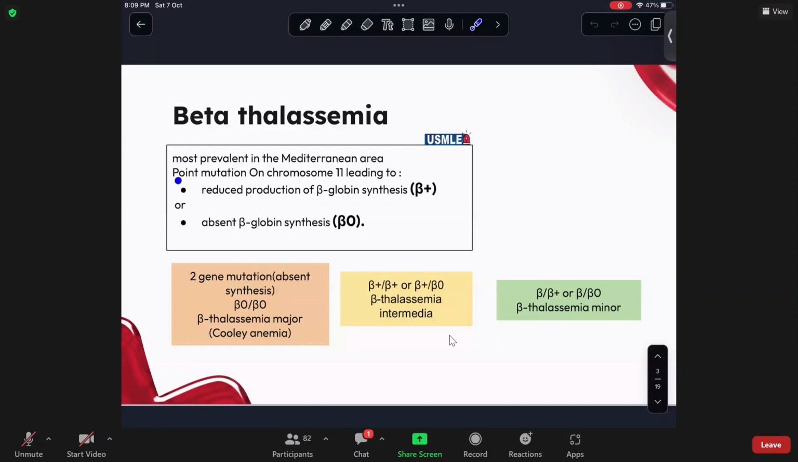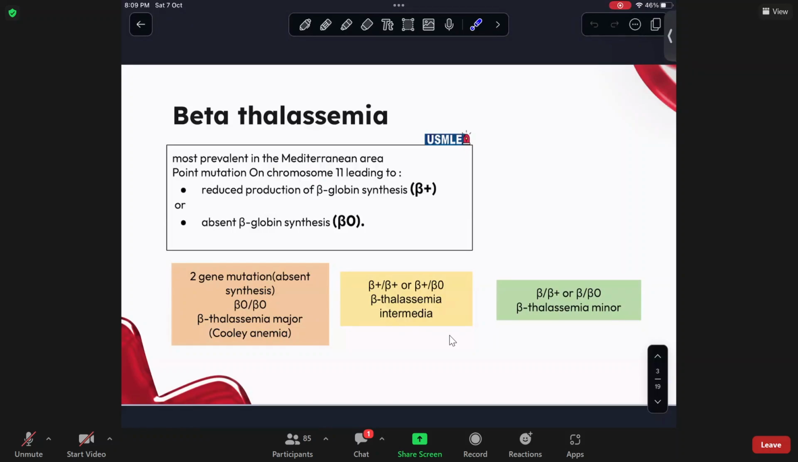The mutation here is point mutations on chromosome 11. Chromosome 11 has two genes for beta globin. If one of the genes or both of them are affected, they can be reduced in production or they can be absent. So if they have two gene mutations and both of them are absent, which means the patient has no beta units synthesized, this is called beta thalassemia major.